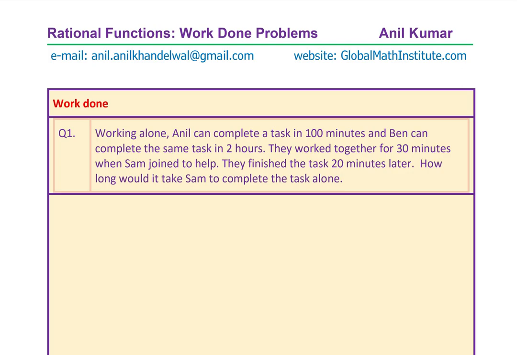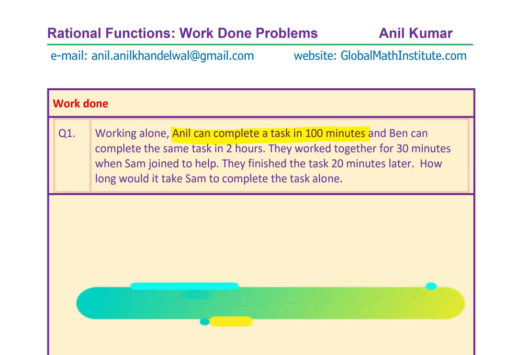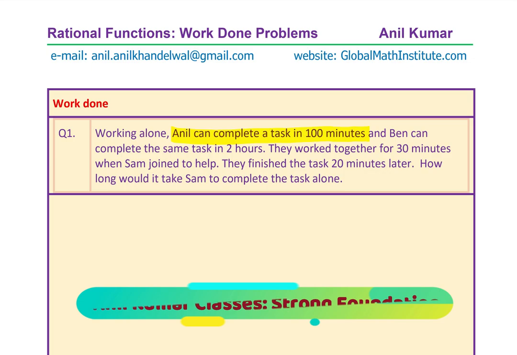So let's go through the question once again. It says, working alone, Anil can complete the task in 100 minutes. So Anil can complete a task in 100 minutes means the whole job, right? The whole work, which we'll call 1 unit. How much work will he do in 1 minute? This is what we have to understand. So let's say this is the work done, which is being done in 100 minutes.